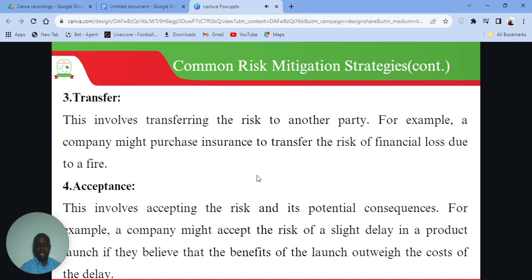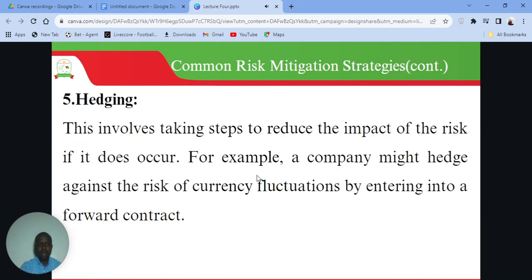And the other one is acceptance. This involves accepting the risk and its potential consequences. So the company might accept the risk of a slight delay in a product launch if they believe that the benefits of the launch outweigh the costs of the delay. So those are just a few methods.